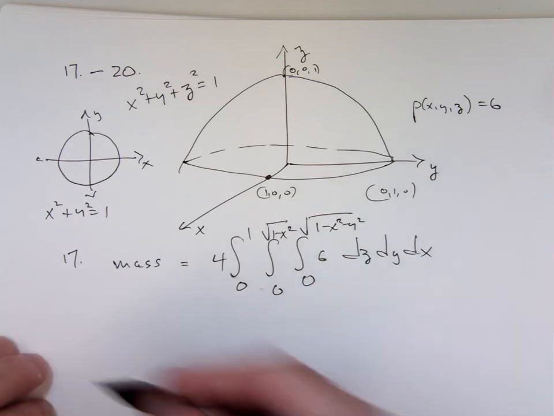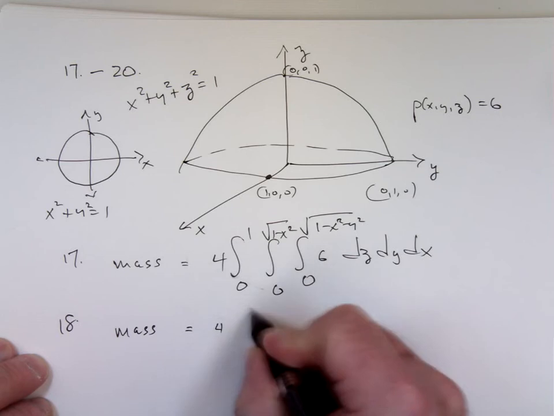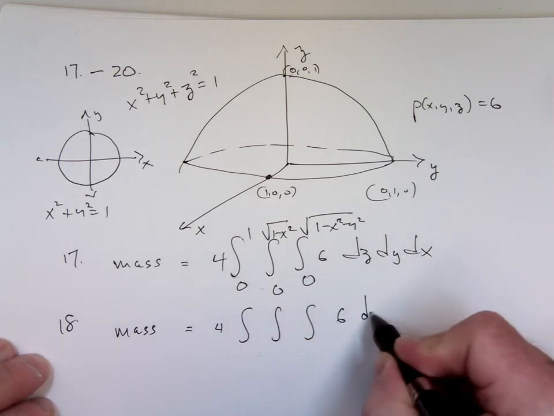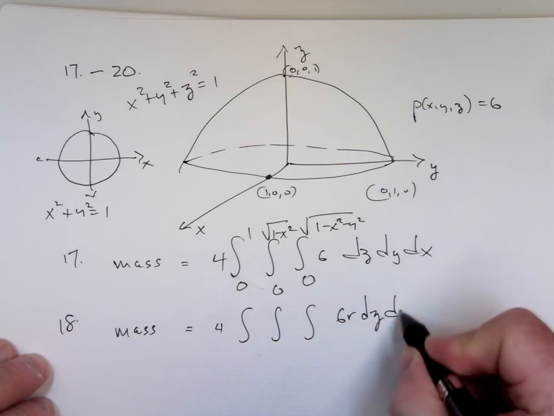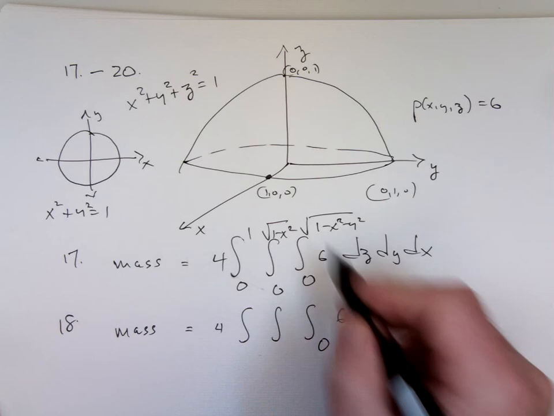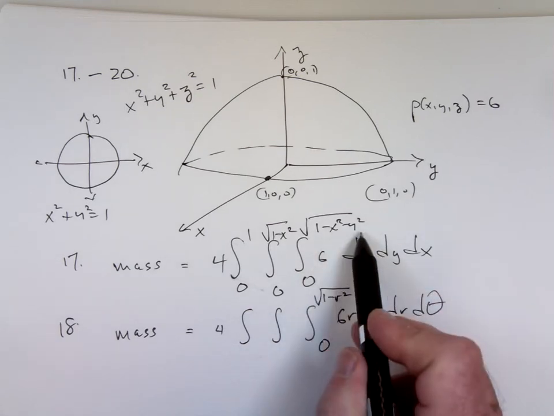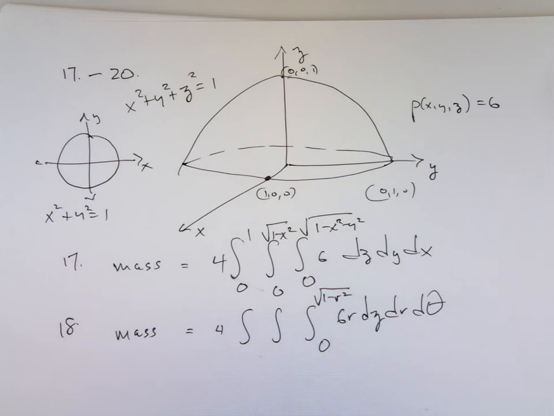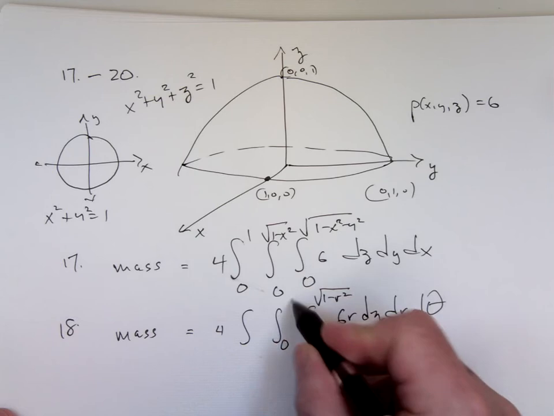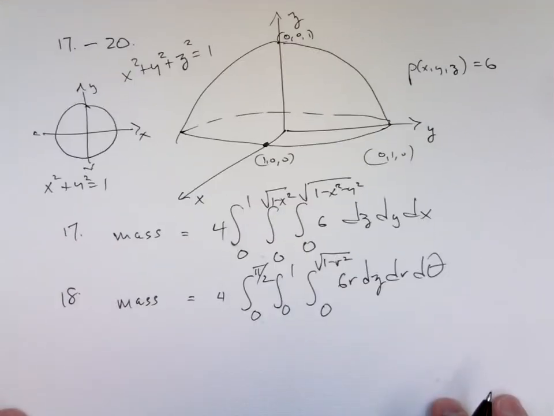Cylindrical coordinates. Still have a 6. We'll have a dz, but we have an r dr d theta. The z is going to go from 0 to the square root of 1 minus r squared, that's 1 minus the quantity x squared plus y squared, which is r squared. The r's are going to go from 0 to 1, and the theta is 0 to pi over 2. Not too bad.